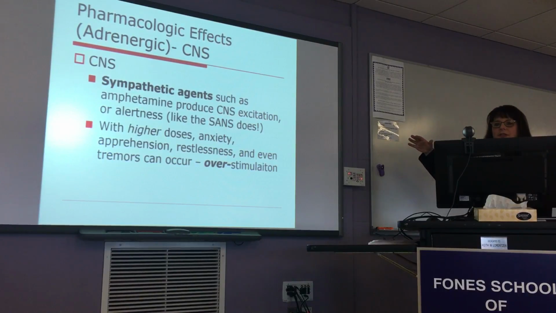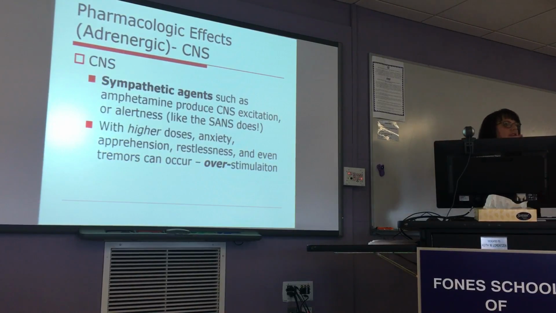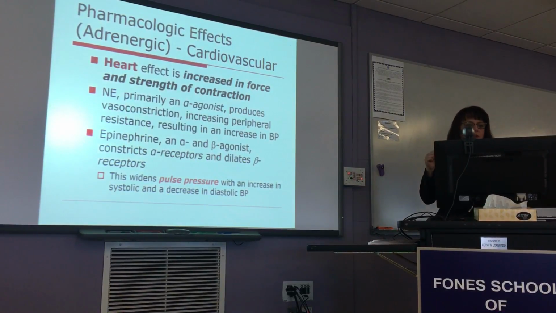With higher doses, there's overstimulation, restlessness, and tremors. So too much of a sympathetic agent can cause this CNS excitation and tremors and shaking and that sort of thing. That's one of the toxic effects of it. We know that the pharmacologic effect on the cardiovascular system of the adrenergic agents is going to be that increased force and strength of contraction.